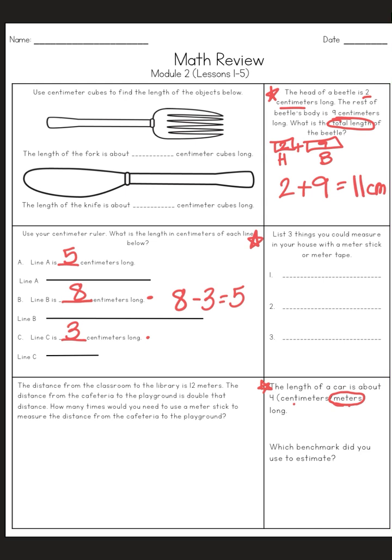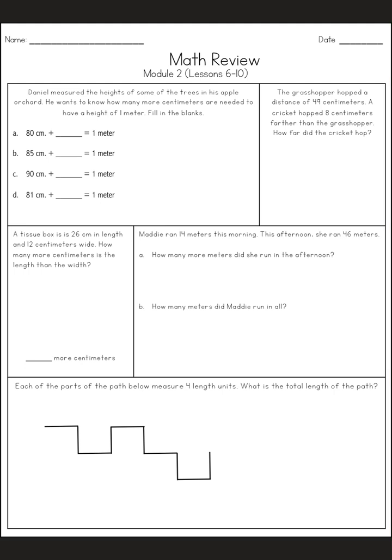It would take a lot of pinkies to measure a car. So a better guess would be the length of a car is about 4 meters long, because meters are longer. So now flip your paper over to the back. We're going to keep going.